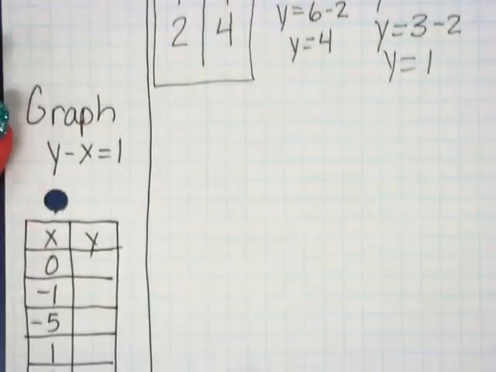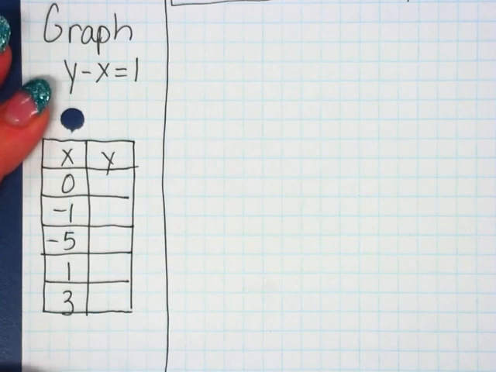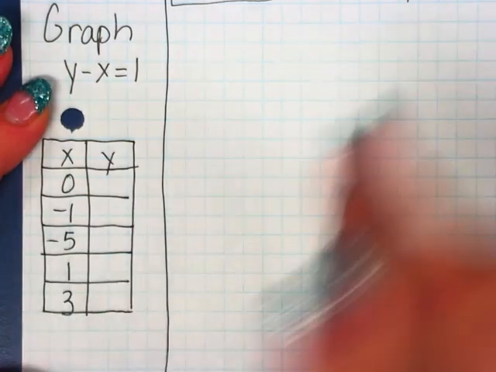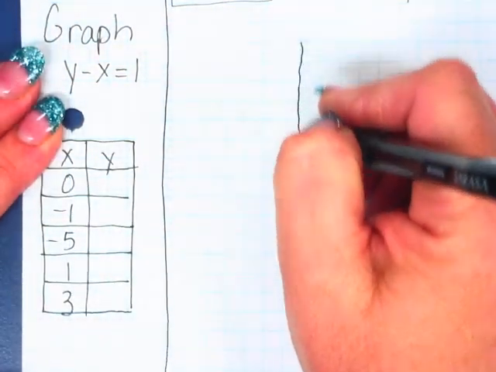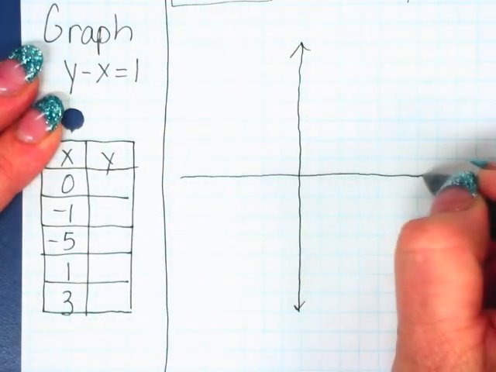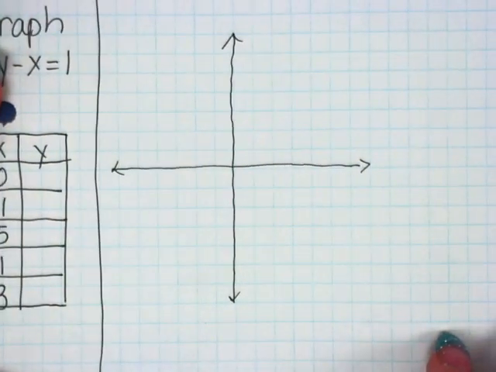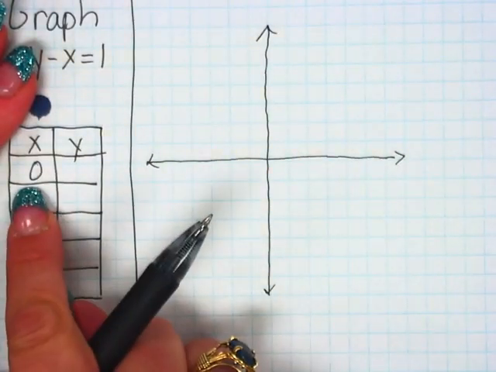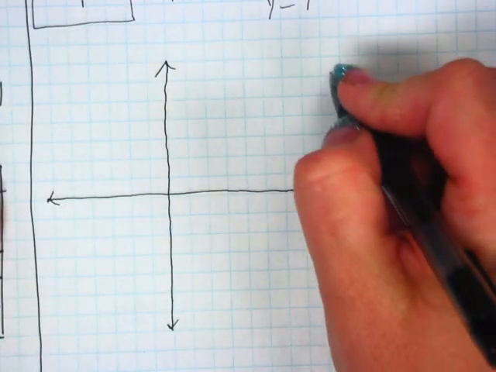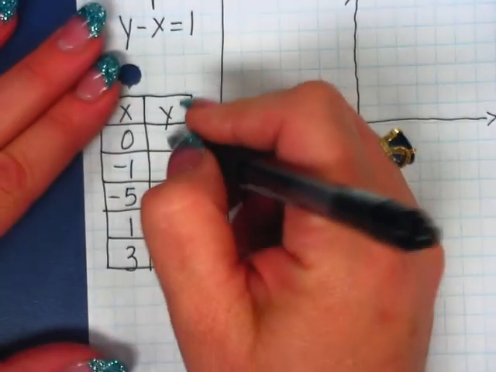Now the next question says graph this, and I've even made my t-chart ahead of time because I was given the points I need to find. So again, we're going to fill this out, but we're going to end up with an actual graph. So I'm going to make a graph so I make sure I have enough room to put my points on my graph. And then I'm going to work my problem. So my first one is what is y if x is 0? So I'm going to put that over here. Y minus 0 equals 1. So y equals 1. And I go back and put that in.